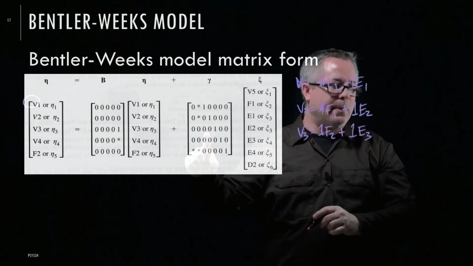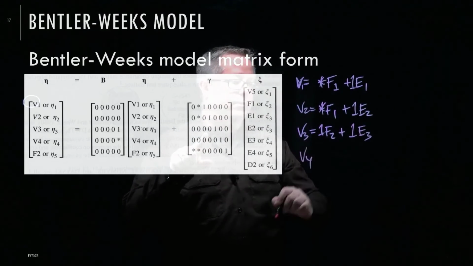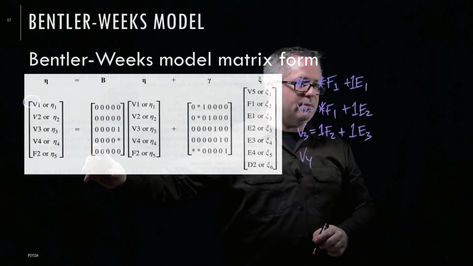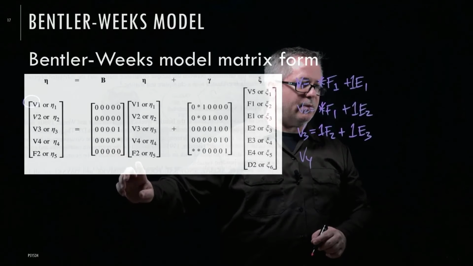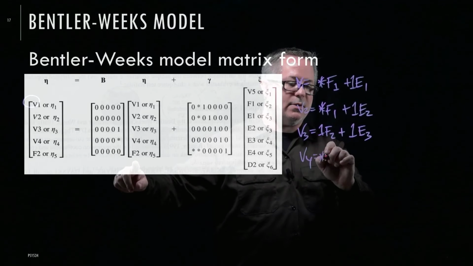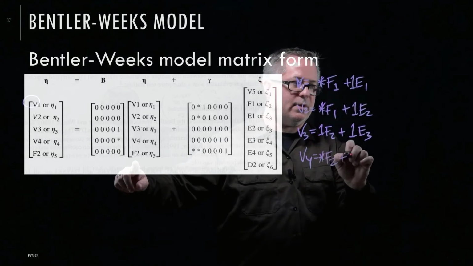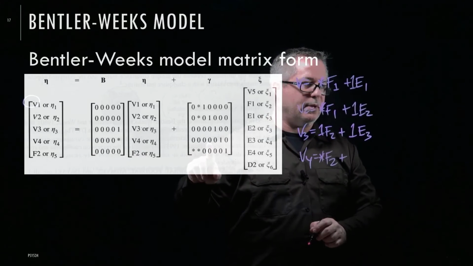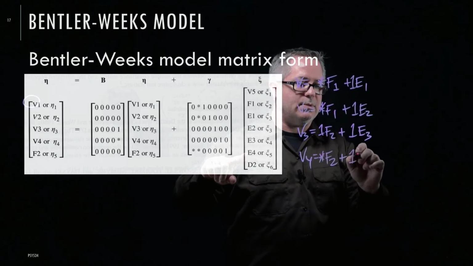Okay? Now V4. Variable 4 is getting 0, 0, 0, 0. Oh, there's an asterisk on the very last one, so it goes with F2. So it's getting an asterisk times F2 plus. And then going across to V4, it's getting all the way down to the second to last one, which is E4, 1 times E4.